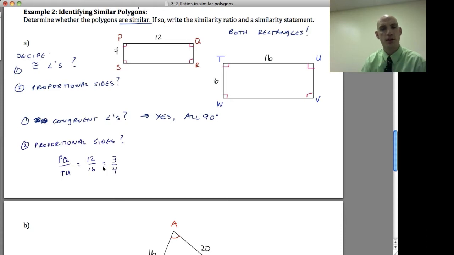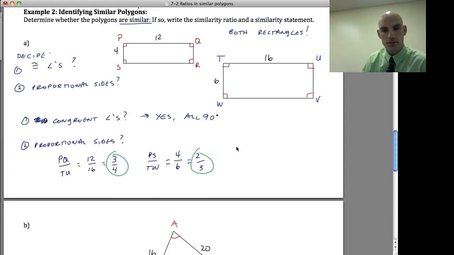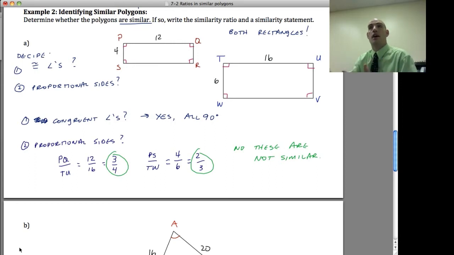So in order for these to be similar, the ratio of these smaller sides needs to be 3/4. So I'm going to put PS over TW. And I find that this is equal to 4 over 6, which is 2/3. Let's compare 3/4 and 2/3. They're not the same. So, no. These are not similar. Okay? They're not similar because the corresponding sides are not proportional.